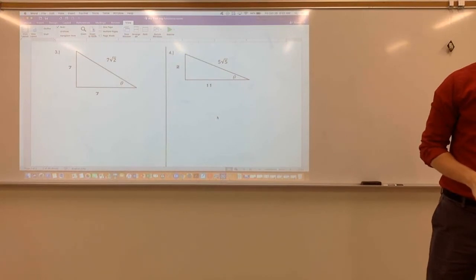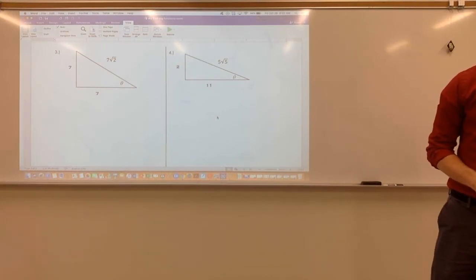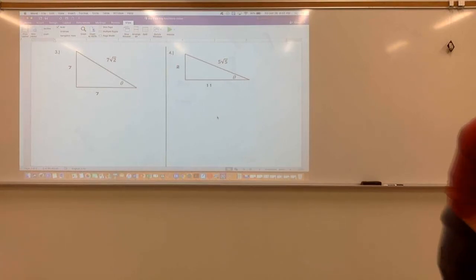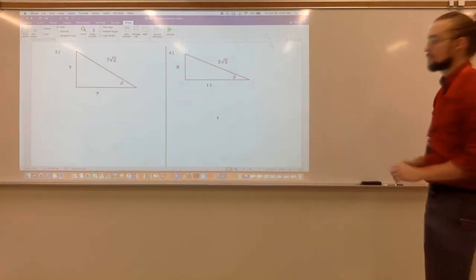I got a question. Where the theta is, how do you determine which one's going to be opposite and which one's going to be adjacent? The side that is not touching the angle would be the opposite side. It might help if you draw a little arc, and then you can easily see if these two sides are touching that angle. The one that's not is the opposite side.